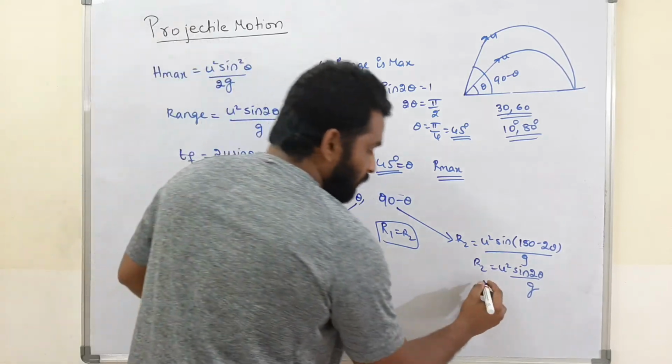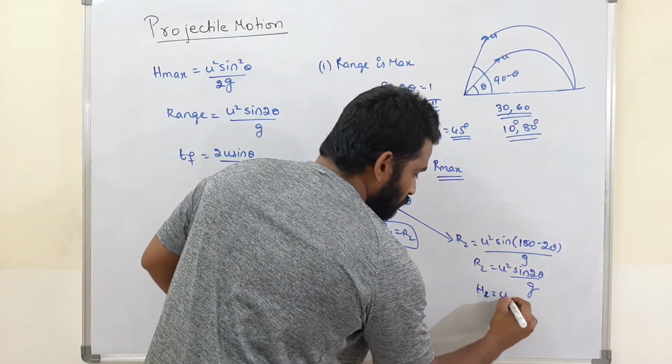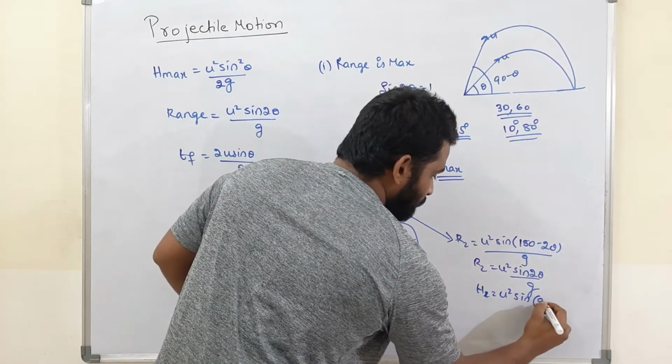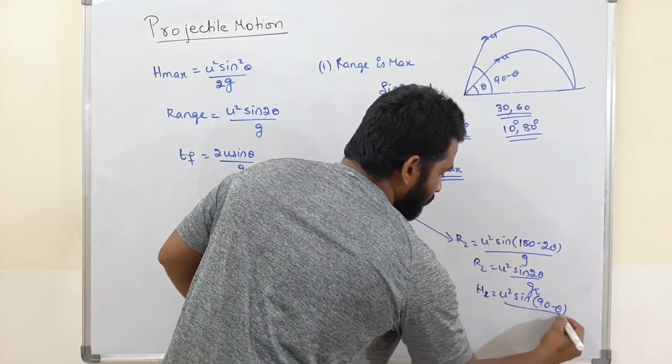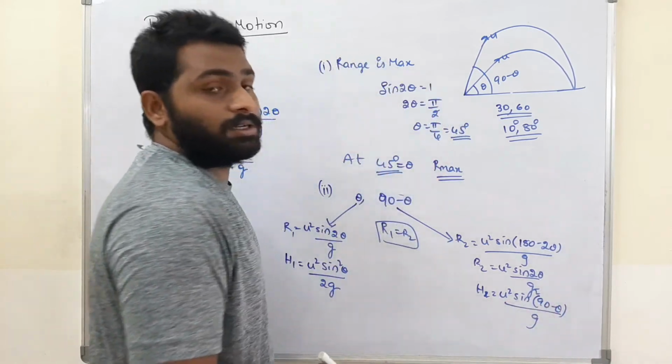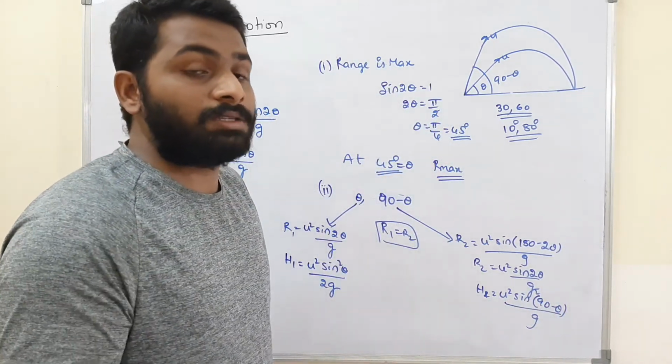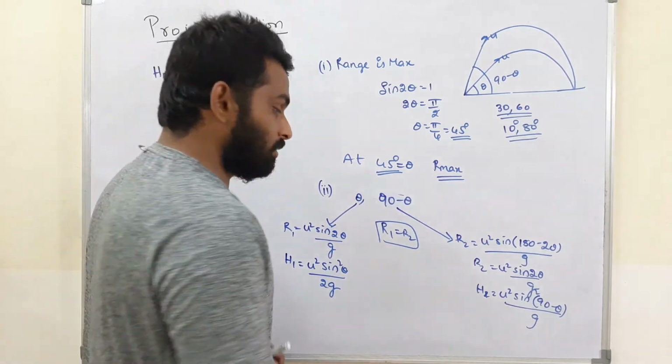Now here, what is the height travelled? h2 is u square sin 90 minus theta whole square by 2g. What is sin 90 minus theta? Sin 90 minus theta is nothing but cos theta. That is nothing but how much?